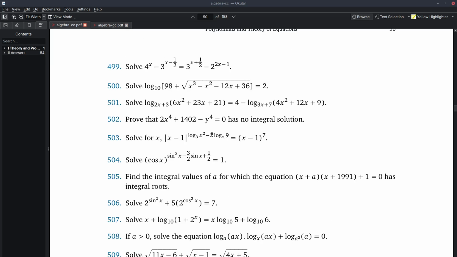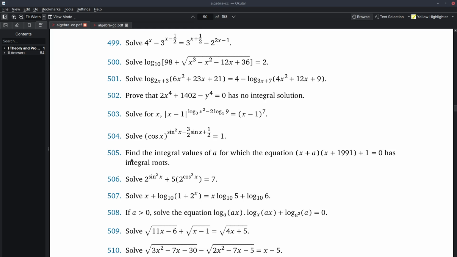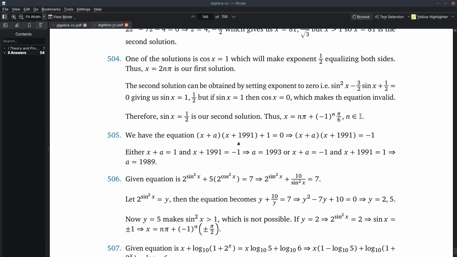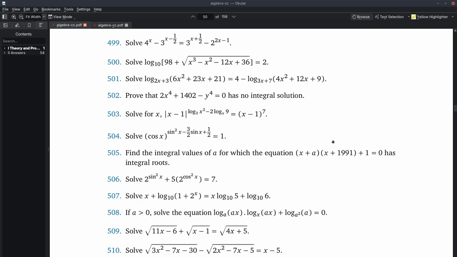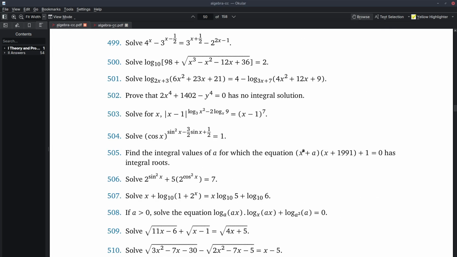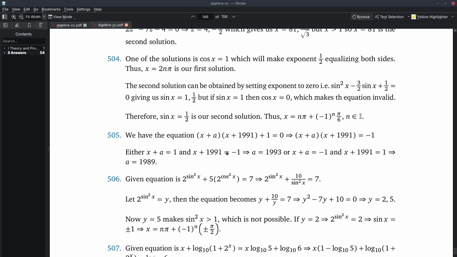Question 505 says: find the integral values of a for which the equation x plus a into x plus 1991 plus 1 is equal to 0 has integral roots. So we are given this equation, we write this as x plus a into x plus 1991 equal to minus 1. Now note that we want integral values of a for which the equation should have integral roots. So a and x both are integers.